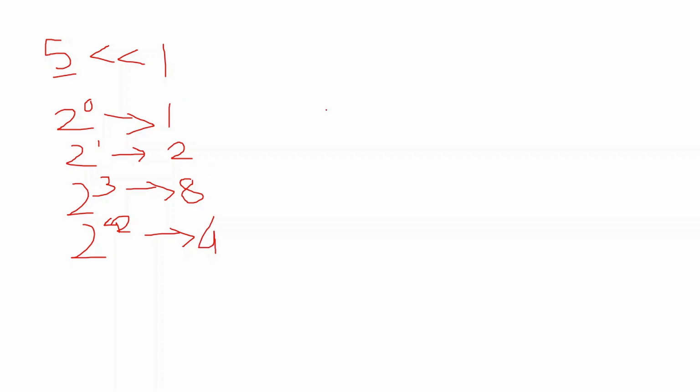So let's put these numbers in order, 1, 2, 4, 8. Which numbers will we add so that we get the output 5? 4 and 1. So for this the value will be 1, 0, 1, 0, and the rest will be 0, 0, 0. We are considering 8 digits here, so 0, 0, 0, 0.